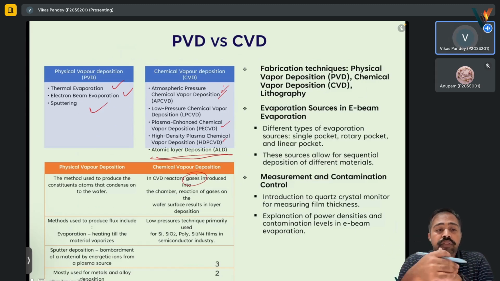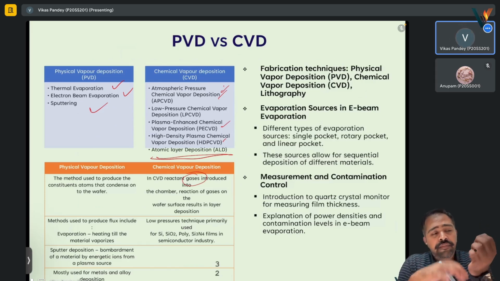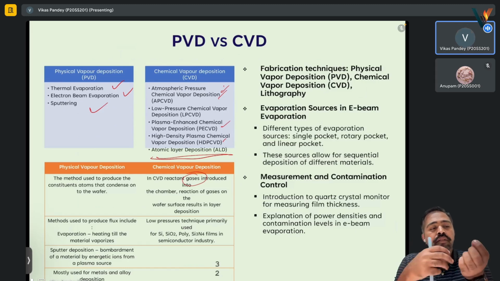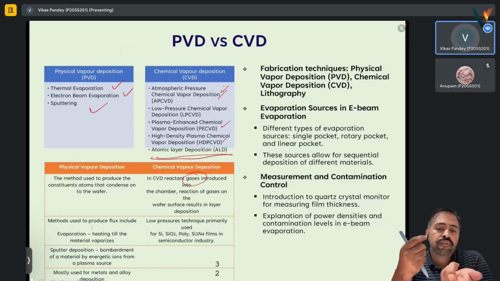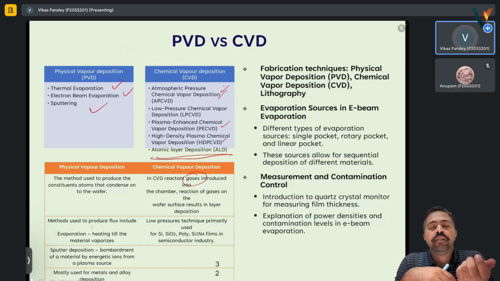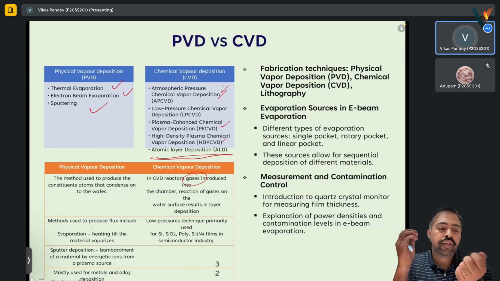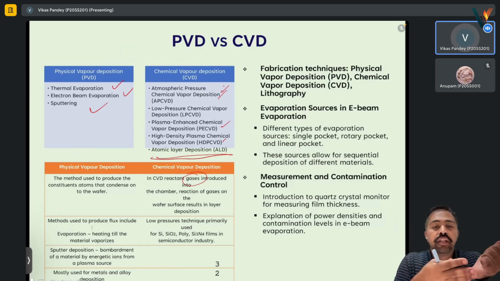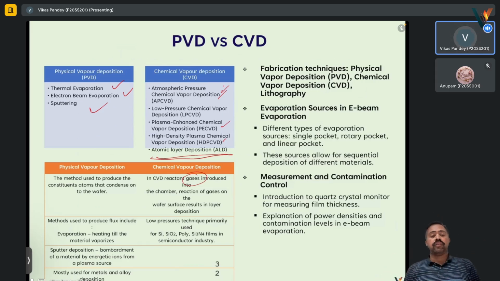Whereas in case of physical vapor deposition, we already have the material. We are just changing its state. Say it is in the form of granules, we will evaporate it to form a thin layer of metal. Fine. We have a dielectric in the form of a circular coin kind of structure. We will sputter it and deposit a layer of it over our wafer. Such things are done in physical vapor deposition.